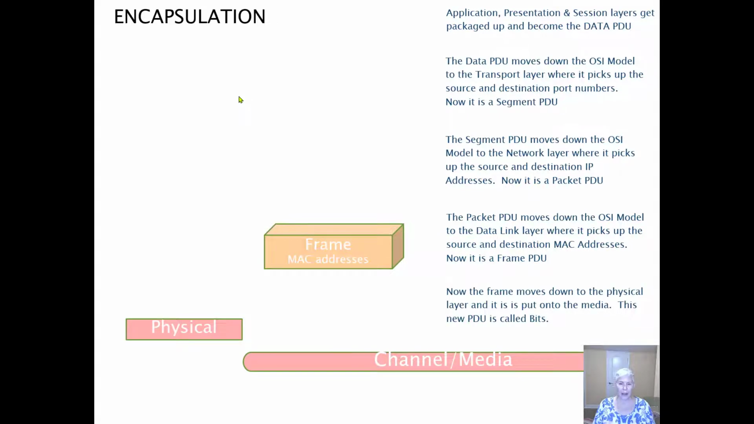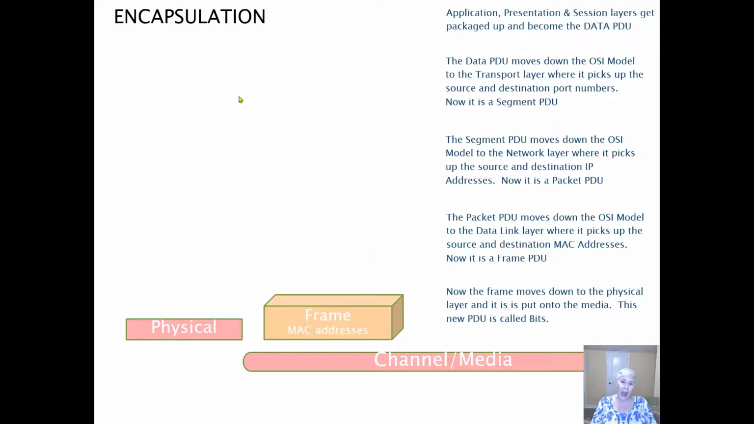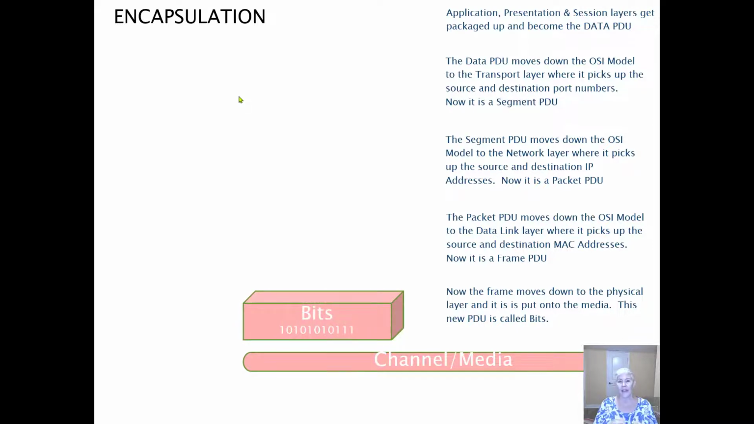Now the frame is going to move down. We're at the first layer, the last layer of the OSI model. There is no more encapsulation process. Now the frame is going to just get set down onto the physical media, the cable, the Ethernet, the fiber optic, whatever it is. And here it is in bits. We're looking at ones and zeros. And this is called the bits protocol data unit, the bits.